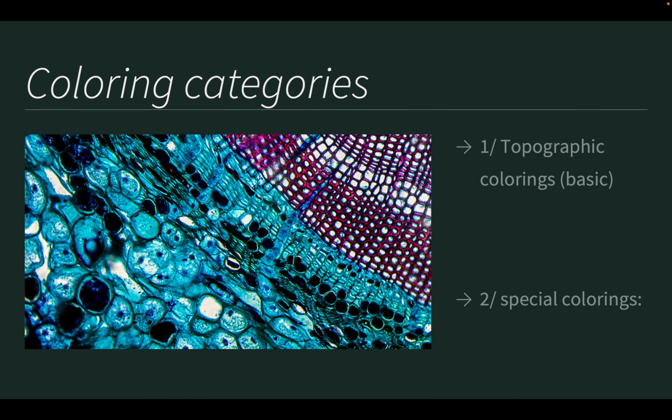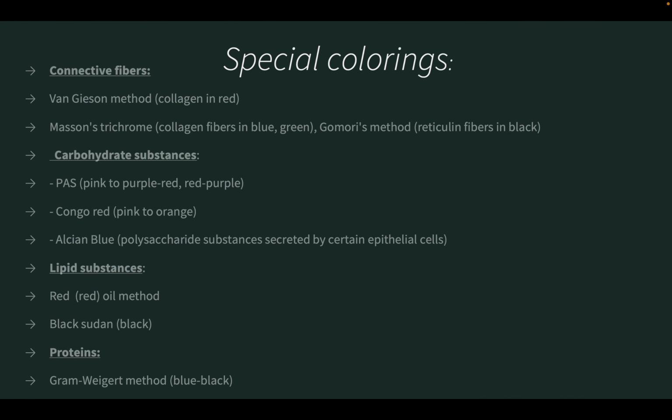Now let's move on to coloring categories. We have two coloring categories. We have topographic coloring and special coloring. For special coloring, we use special colorants to color four types of substances. We have connective fibers, carbohydrate substances, lipid substances, and proteins.